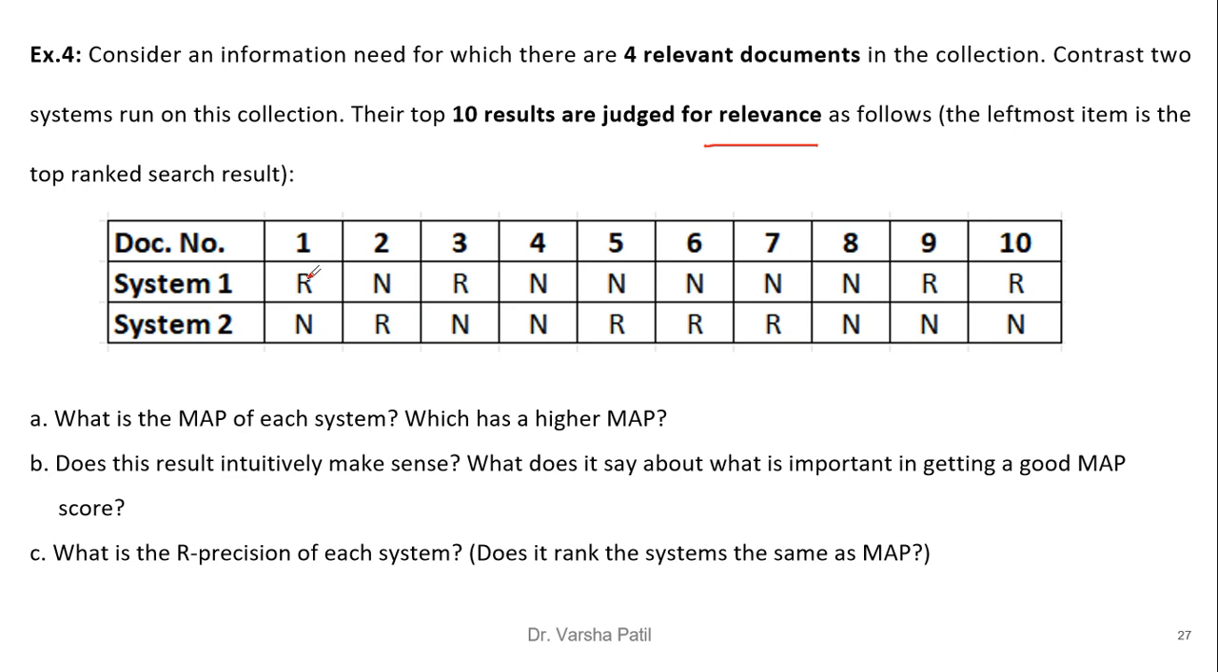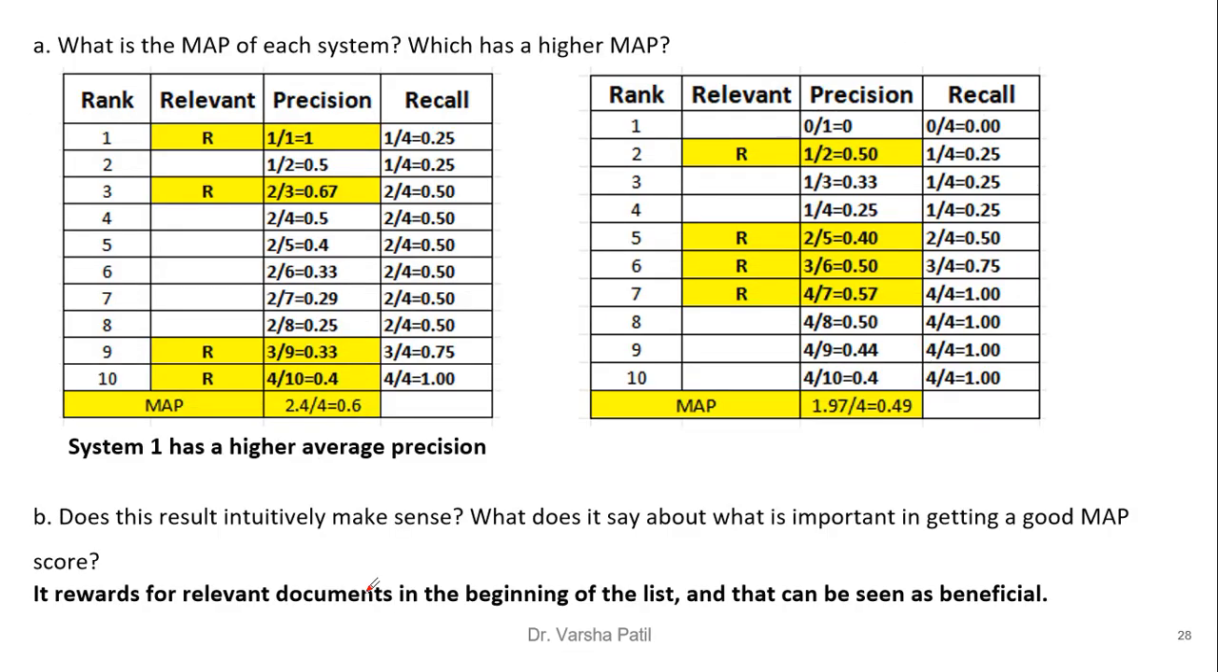4 relevant documents are there, so 1, 2, 3, 4. Here also 1, 2, 3, 4. Now we need to find out which has the higher MAP. Does this result intuitively make sense? What does it say about what is important to getting a good MAP score? What is the R precision of each system? So we will first solve the first 3 questions. What is the MAP of each system and which has a higher MAP?